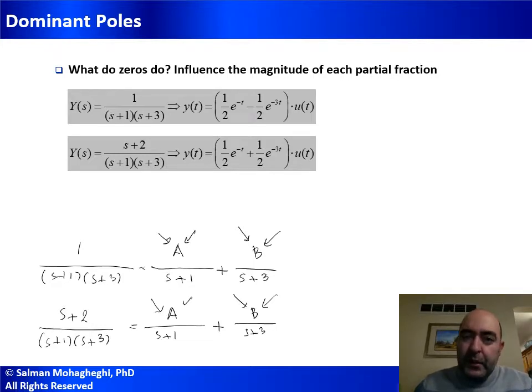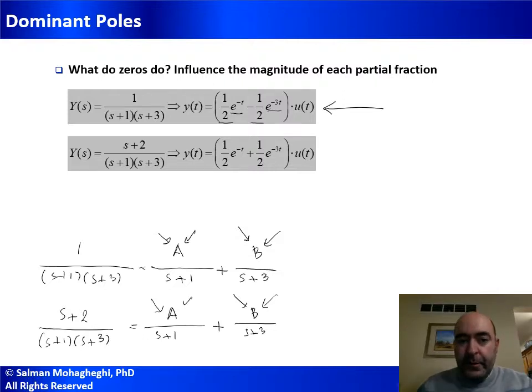What does that tell you? If you have zeros in the system, the only difference that they will cause is essentially different magnitudes, or coefficients, for those partial fractions. And you can see the solution here. When I don't have a zero, my system is 1 over (s plus 1) times (s plus 3). Once I find a and b and also the inverse Laplace transform, I will get a function which has e to the power of minus t and e to the power of minus 3t, with coefficients 1 over 2 and minus 1 over 2.